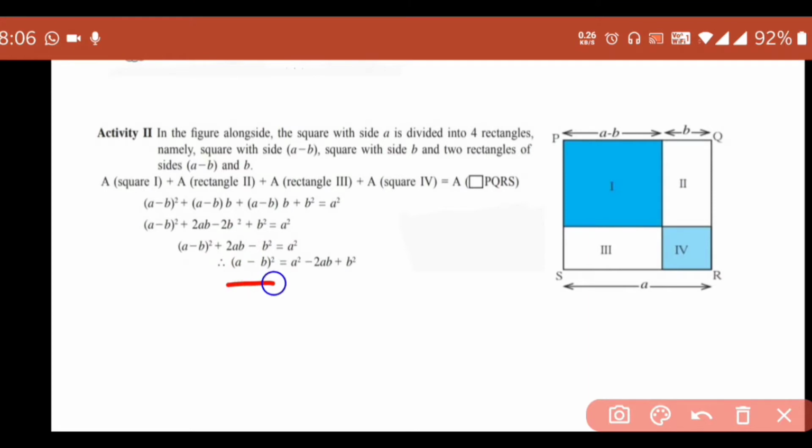We will be getting (a minus b) whole square equal to a square minus 2ab plus b square. So when we apply the formulas of areas of square and rectangle, we get (a minus b) whole square is equal to a square minus 2ab plus b square. Let us see in the product form what we will get.